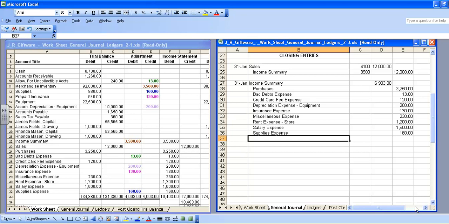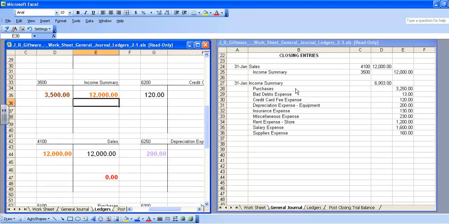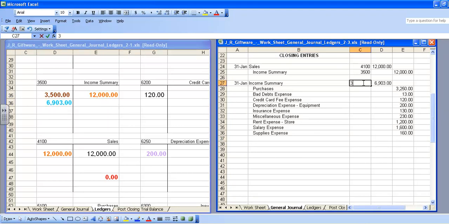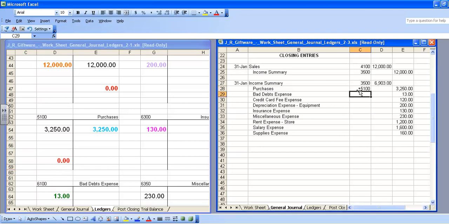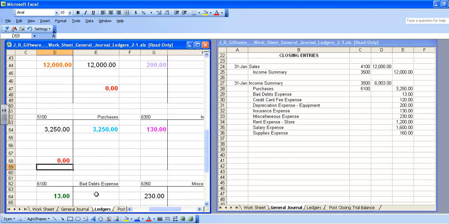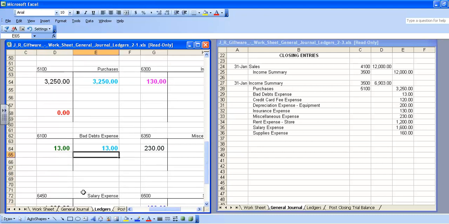The next step, once again, is we need to post them. So we need to go back to our ledgers. Our first one is income summary. We need to debit income summary for 6903, and then we're going to put in the account number. Then we're looking for purchases, 3250, and our new balance for purchases is going to be 0. Just a reminder again, the 0 goes on the side that the balance would normally be found on.